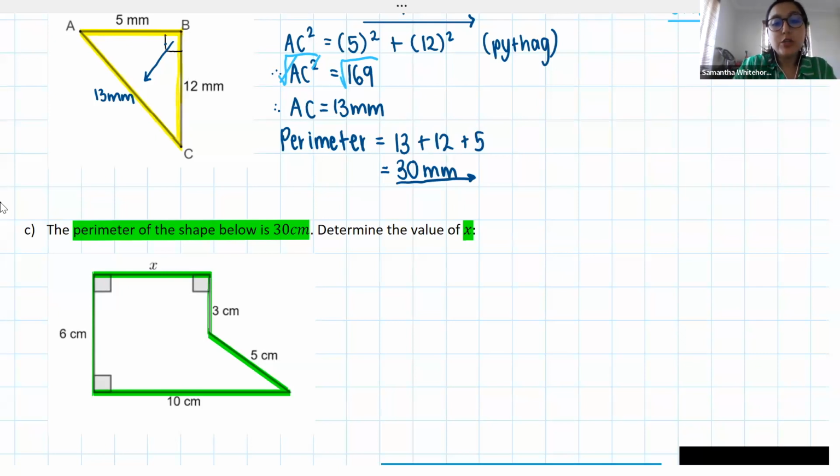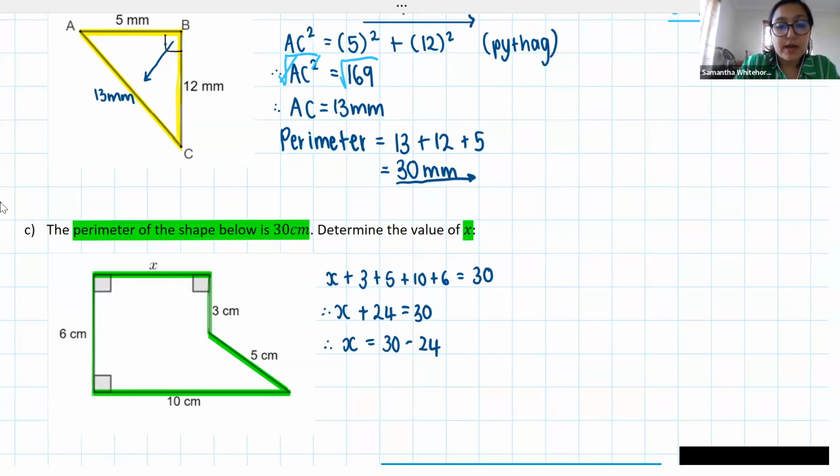Now, what I mean by that is if we say x plus 3 plus 5 plus 10 plus 6, we must get the 30 centimeters. Now we can add our like terms. 3 plus 5 is 8, plus 10 is 18, plus 6 is 24. And using my inverse operations, I will subtract 24 on both sides in order to solve for x. And so x, as all of you are beautifully putting there on the chat, is 6 centimeters.